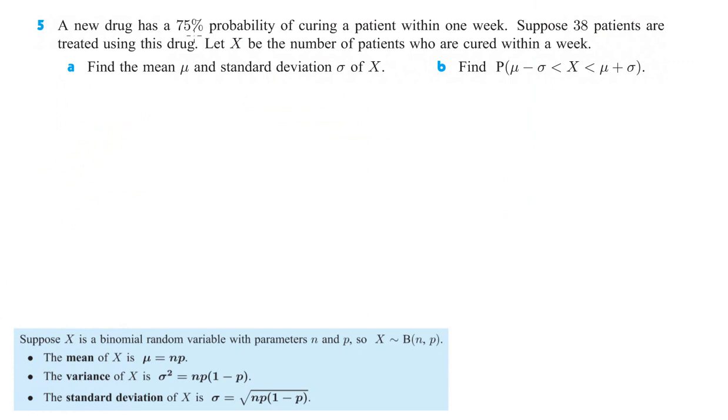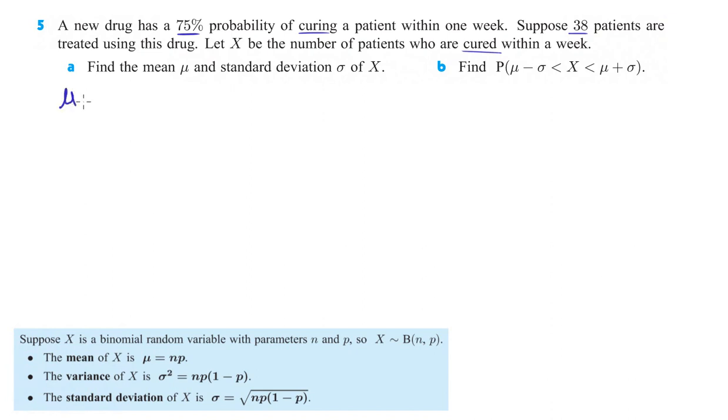Okay. Last one we're going to take a look at here is number 5. A new drug has a 75% probability of curing a patient within 1 week. Suppose 38 patients are treated using this drug. Let X be the number of patients who are cured within a week. So 75% chance of curing. So curing is our goal here. All right, so find the mean and standard deviation of X.